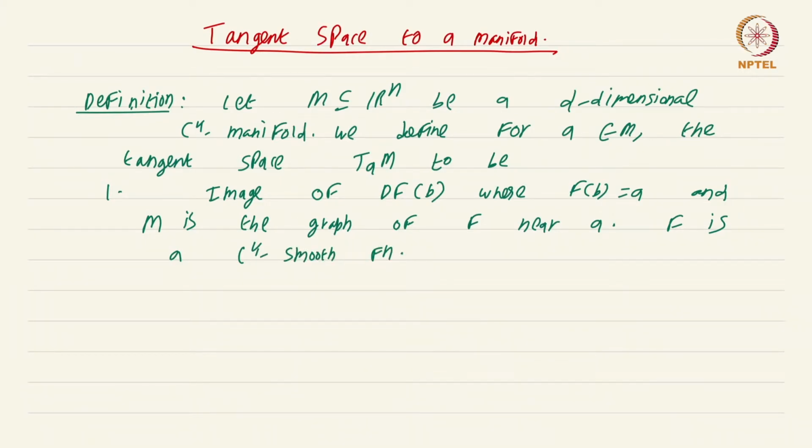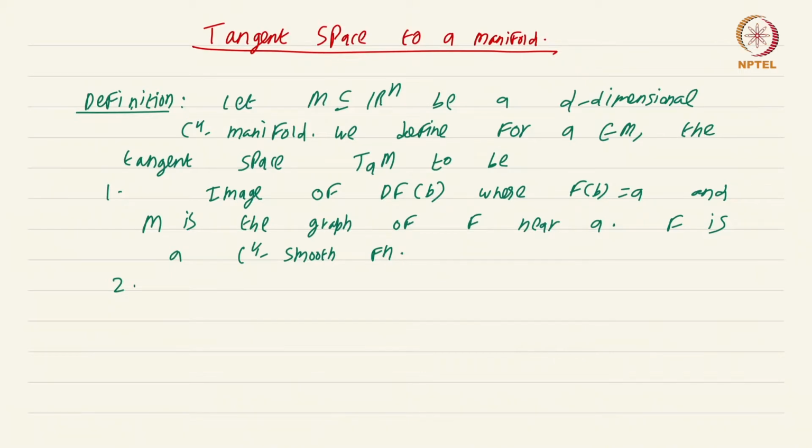So I'm more or less borrowing the notation from the definition of a manifold. The first definition was that it's locally the graph. So if it's locally the graph, just look at the image of the linear map Df_b. Note that map we already know is going to be of rank d. So the image of Df_b will be a d-dimensional vector space.